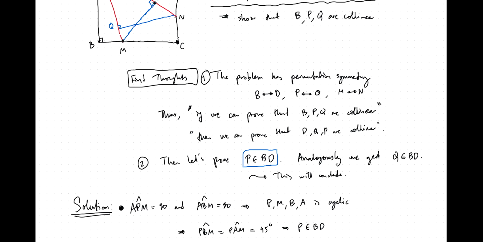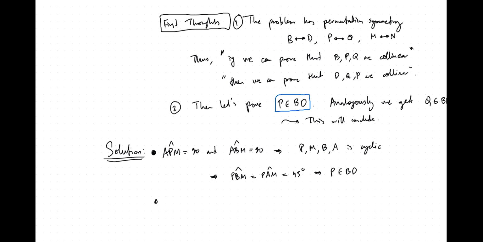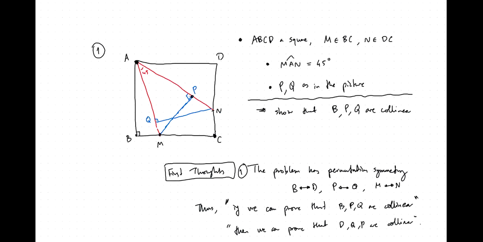And this is a very professional sentence. If you write this, it's really good. Because of this permutation symmetry, automatically Q is on BD. You can write it like that, or you can just repeat the same proof with the analogous things. Okay, what are the analogous things? A, Q, and D are cyclic.